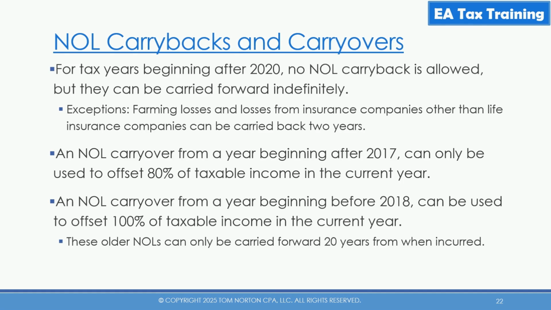And one of the big reasons for that is because those older NOLs can only be carried forward 20 years from when incurred. So there is an end date. So the IRS doesn't want a corporation losing their NOL because they weren't allowed to use it all and their 20 years ended up expiring. So if you got the older NOL, you can use it to offset 100% of taxable income. Newer NOL, you can only offset 80% of taxable income.